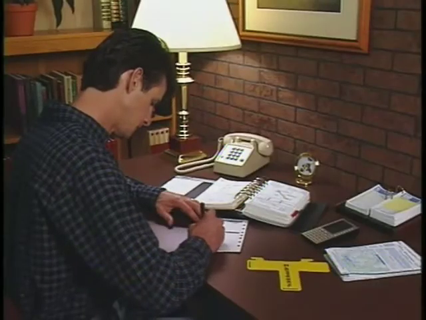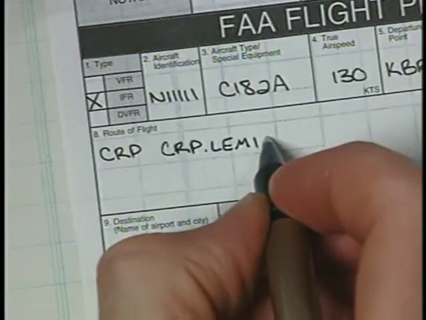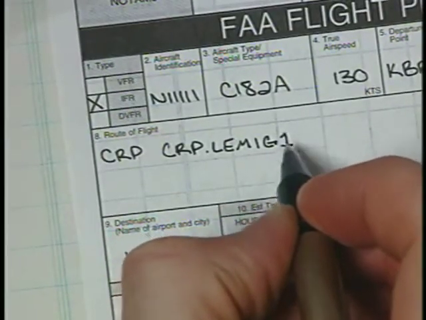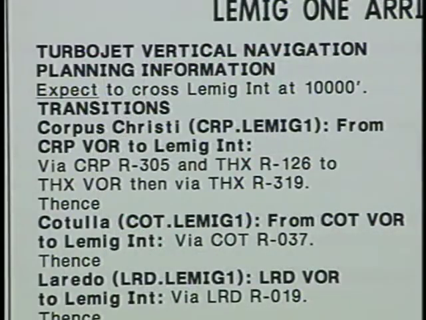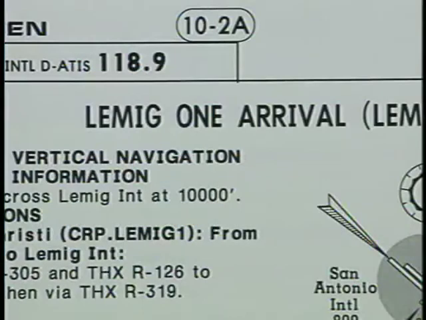When you file for a STAR on your flight plan, use an appropriate code just as you do for a departure procedure. For example, the code for the Corpus Christi transition of the LEMIG 1 arrival would be CRP.LEMIG1. Notice that the transition portion of the code is listed first for a STAR, but last on a departure procedure. Whenever a major revision occurs to a STAR, the number is changed. The next revision for this STAR will be the LEMIG 2 arrival.